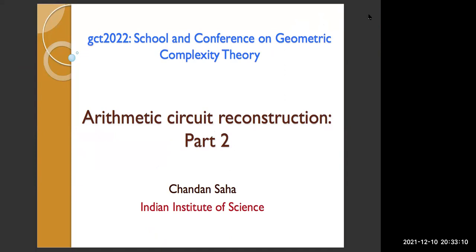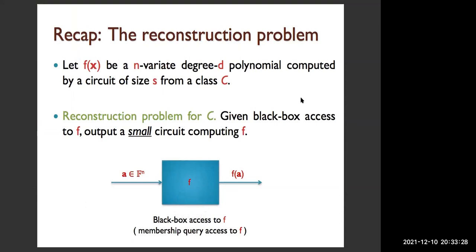Okay. Yeah. Thanks, Kevi. Hi, everyone, and welcome to the second talk on arithmetic circuit reconstruction. And as Kevi just said, today we'll focus on average case reconstruction. Let's start by recapping the definition of the reconstruction problem.